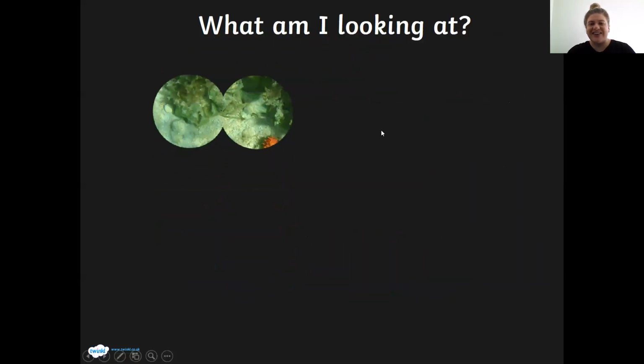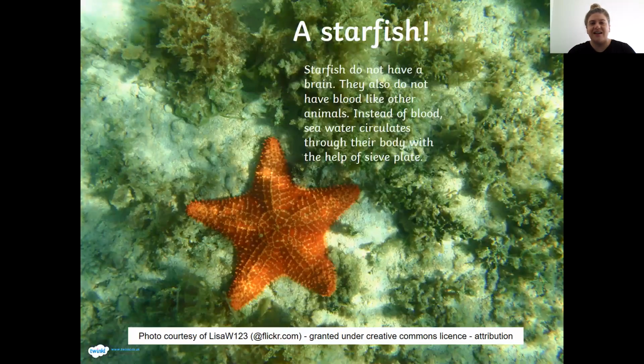There it is. Oh, did you see that shape then? I think you might be able to work this one out. It's a starfish. So a starfish, it says here, starfish do not have a brain. Can you remember which other creature didn't have a brain? That's right, it was the jellyfish. So a jellyfish and a starfish, they don't have a brain.